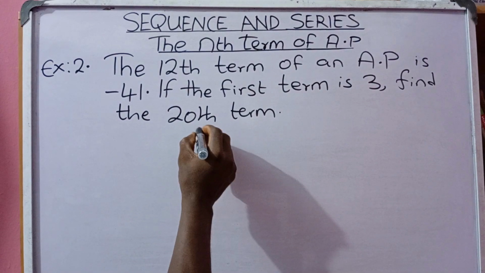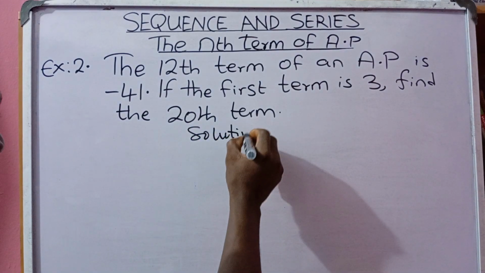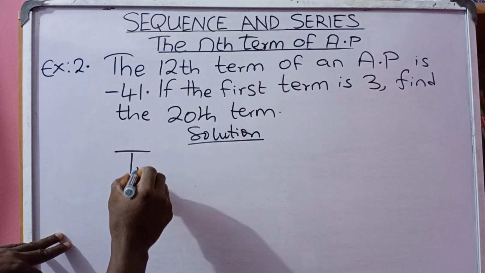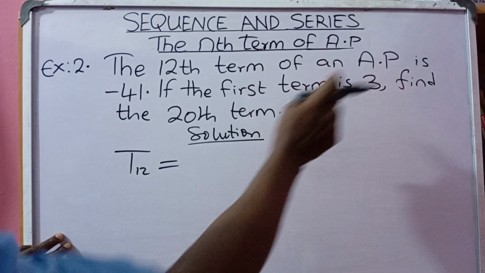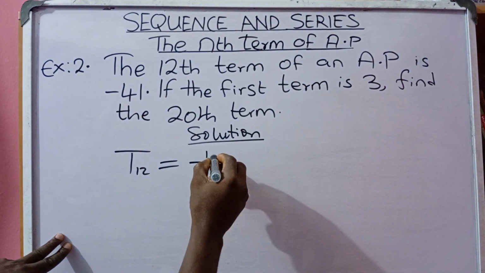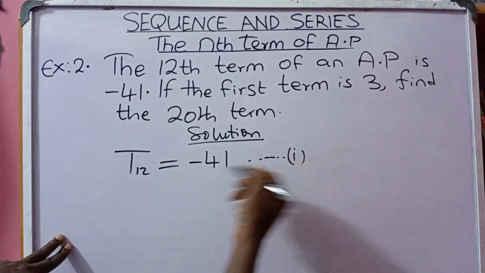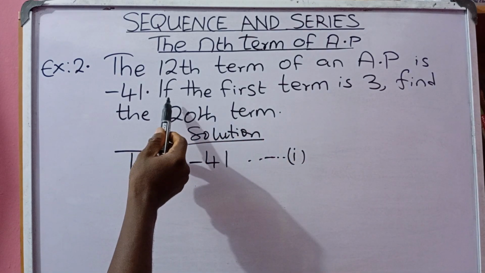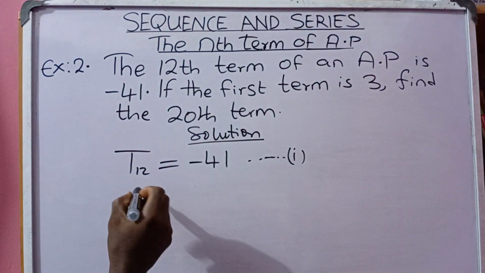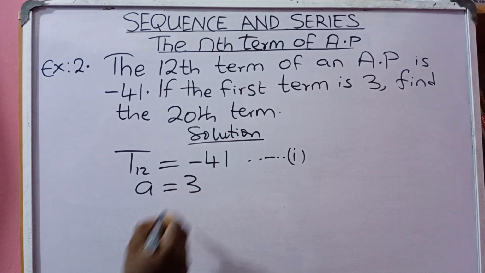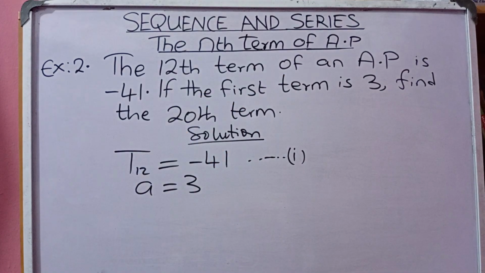The first thing we do is to bring out some of the things that are given. The 12th term, we write it as t sub 12. The 12th term is given to us as minus 41. That is the first equation given to us, the very first equation. They then continued by saying, if the first term is 3, remember that the first term is represented with letter A. If A is 3, then they say we should find the 20th term. Let's see how that will pan out.